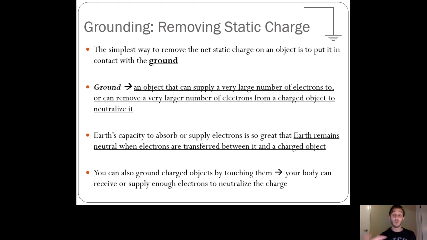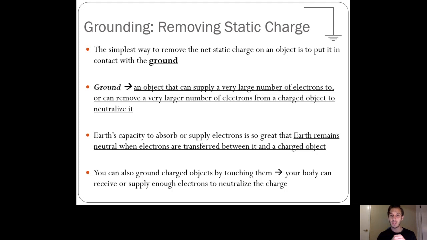The charges want to be neutral. They don't want to have a charge. Naturally, everything desires to be neutral. So Earth will remain neutral because it's so big that, even if it's one or two electrons over or down, it's so massive that it's really able to absorb or supply electrons so that everything on Earth remains neutral. Now, you can ground charged objects by touching them.